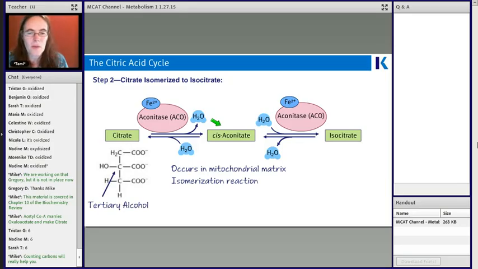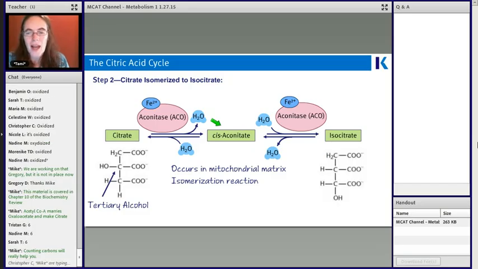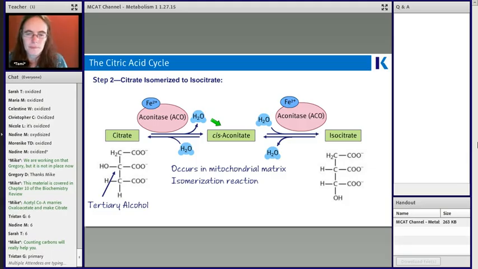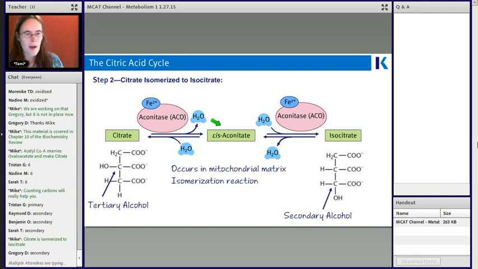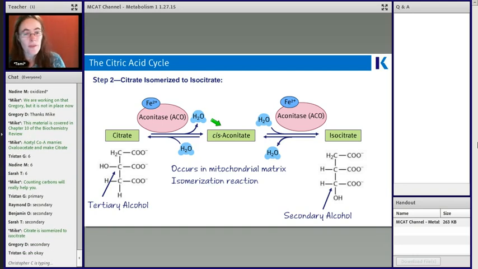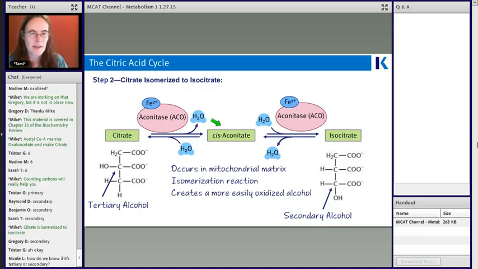If we look at citrate, we have a tertiary alcohol. If we look at isocitrate, what type of alcohol do I have here? What type of alcohol do I have? Secondary, good. So if I'm looking at alcohols, the whole idea behind this is to make a form of alcohol that is much more easy to react. So I'm going from a tertiary alcohol to a secondary alcohol. That's the whole idea behind this, okay, is to create that alcohol that is much more easily oxidized.